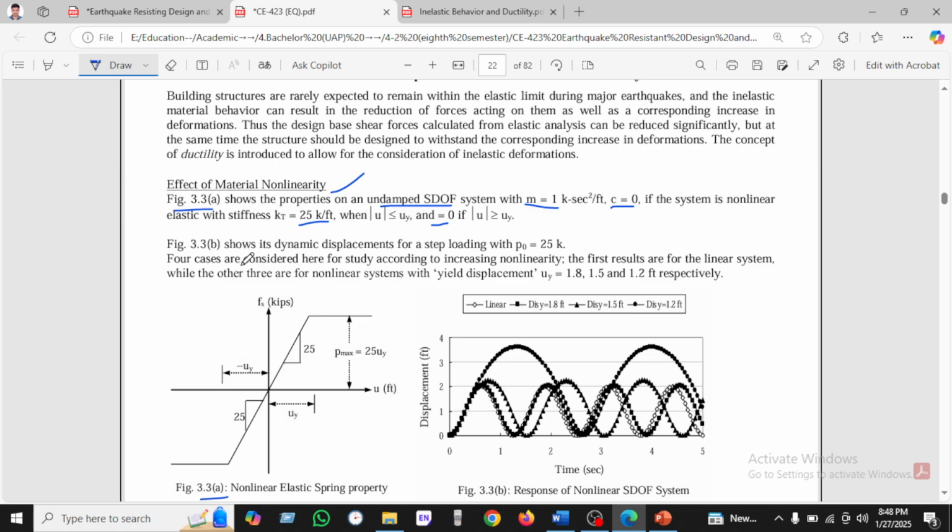Another figure, 3.2, shows the dynamic response to step loading where P equals 25. According to the increase of nonlinearity, the first result is for the linear system, while the other three are nonlinear systems with yielding displacements u_y equal to 1.8, 1.5 and 2 respectively. Here is the linear system, and the displacement we took is u_y equal to 1.5.